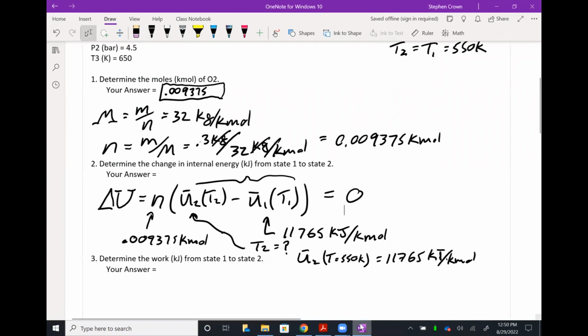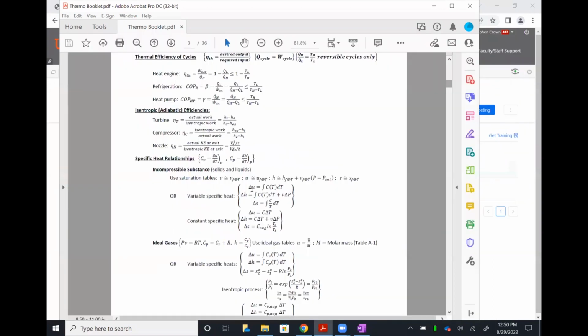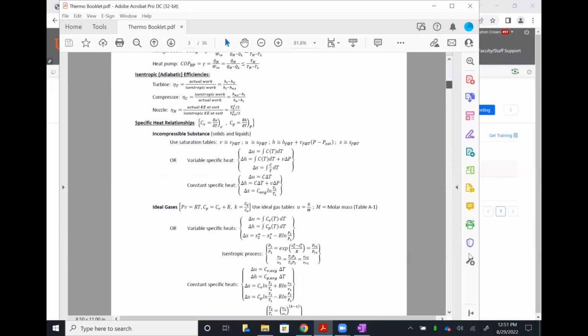Maybe just to review that, it's very important for us to remember that the internal energy is only a function of temperature from the ideal gas tables. Just seeing that from the tables themselves, all we need to know is the temperature. We know the temperature, we can find the internal energy. We don't need to know the pressure.